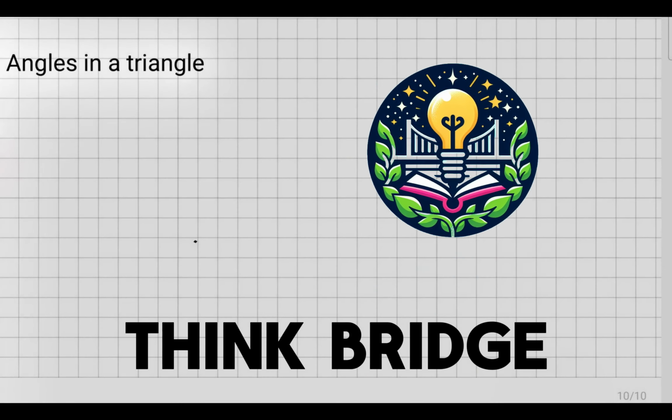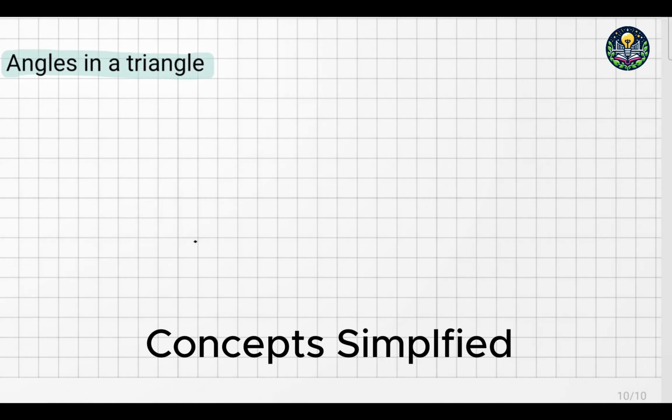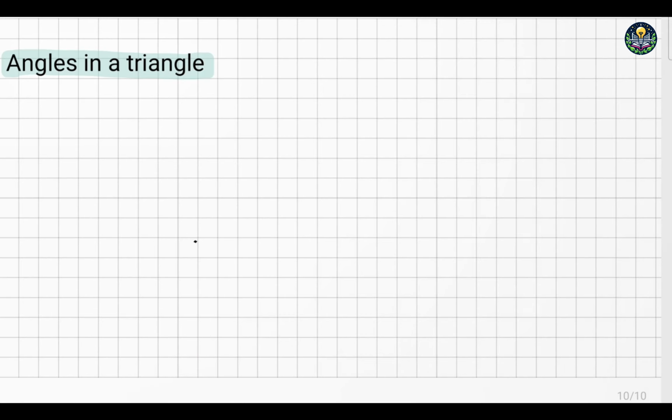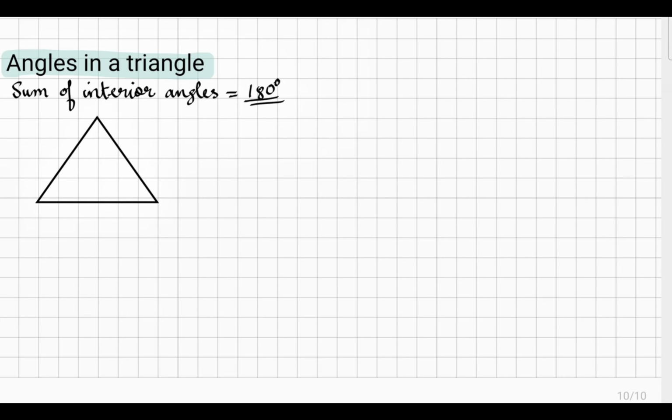Hello guys, today we're going to learn about angles in a triangle. The first and more or less only rule you have to know is that the sum of the interior angles of a triangle is, you guys probably already know this, 180 degrees. That is, in this triangle here, we have A plus B plus C is equal to 180 degrees.